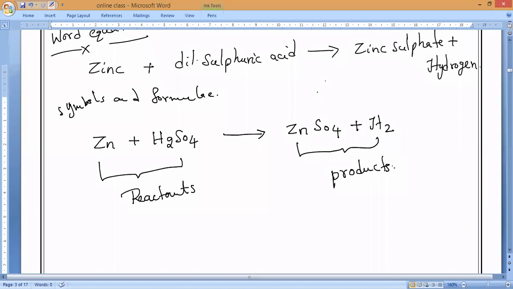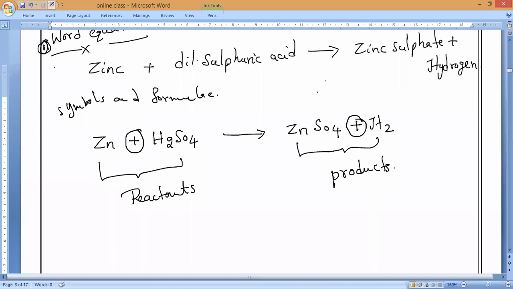So always remember, chemical equations we represent like this. If more than one reactant is involved, we represent them with a plus sign in between them. If more than one product is coming, we again represent them with a plus sign in between them. Do you understand, everybody? So first of all, writing the word equation is the first step.